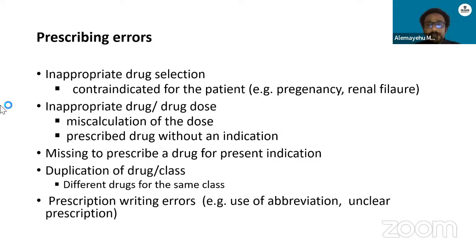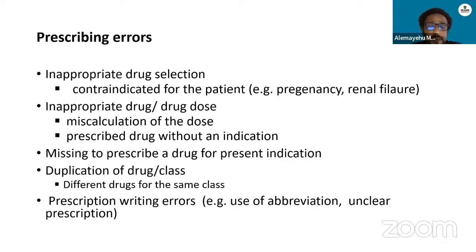So it may be due to inappropriate drug selection. For example, a medicine contraindicated for the patient, like in pregnancy or renal failure patients. Inappropriate drug or drug dose, like miscalculation of the dose, or prescribing a drug without an indication. That's unnecessary medication. Needing to prescribe a drug for a present indication but not doing so is a kind of omission.